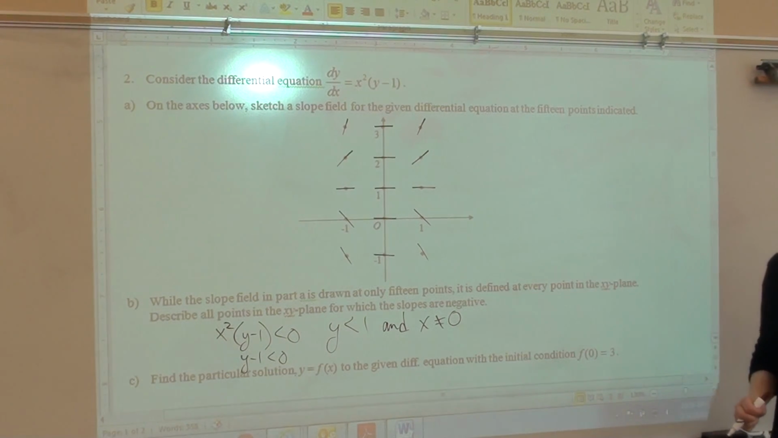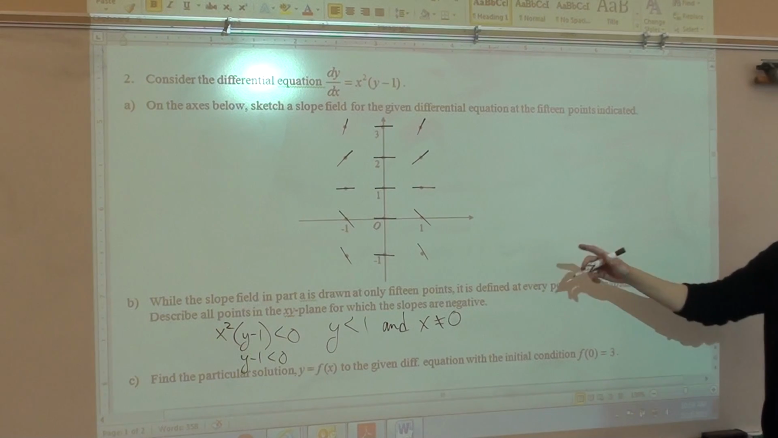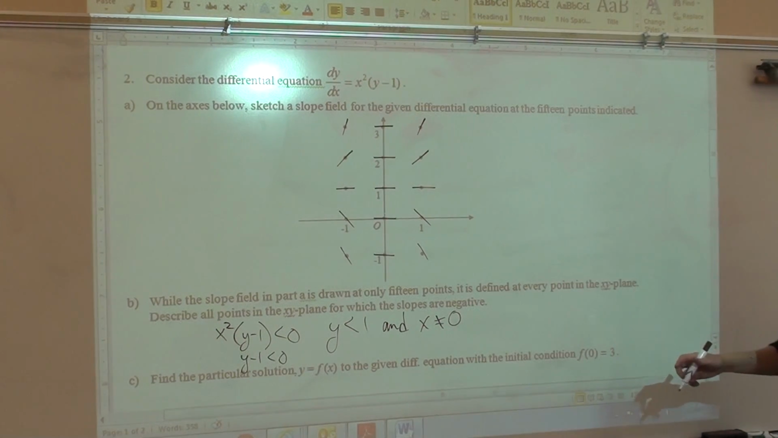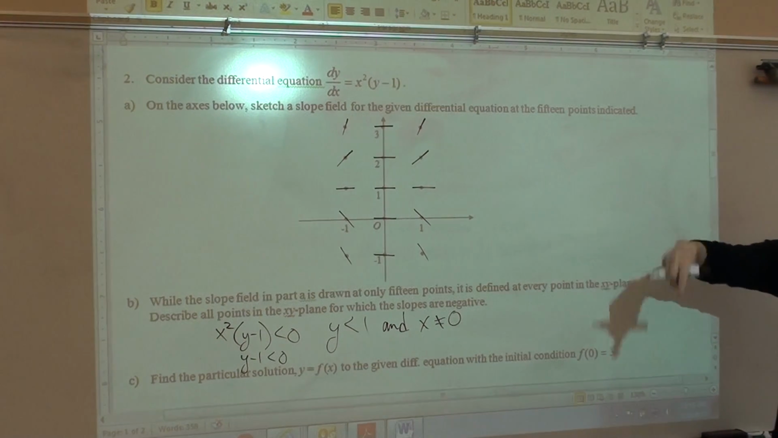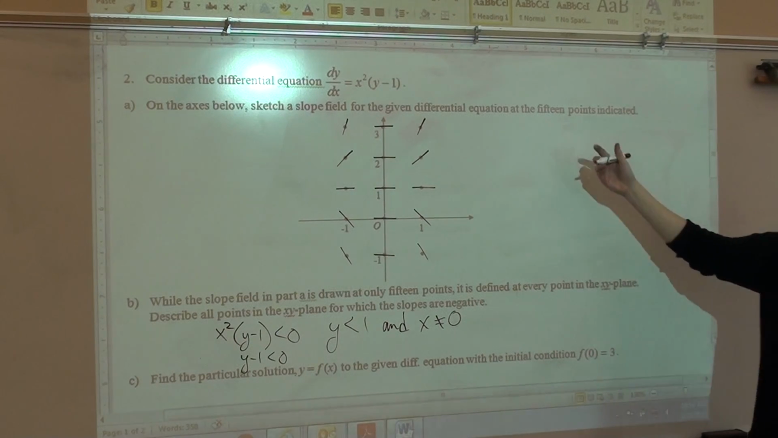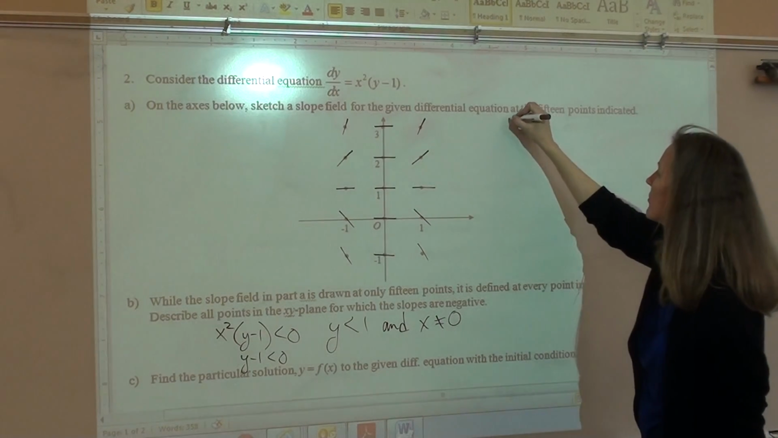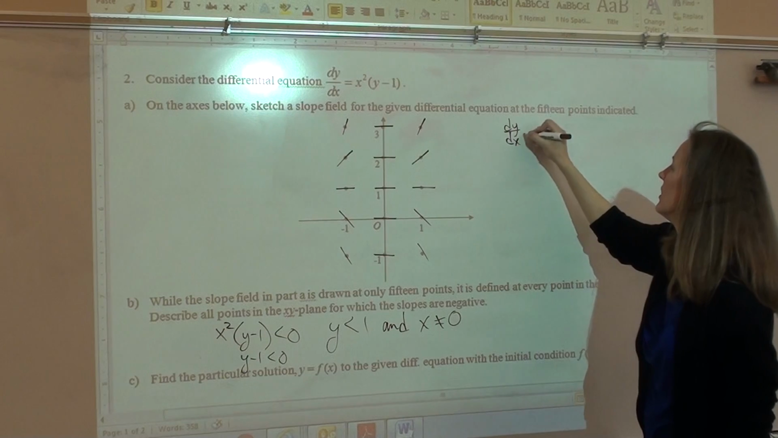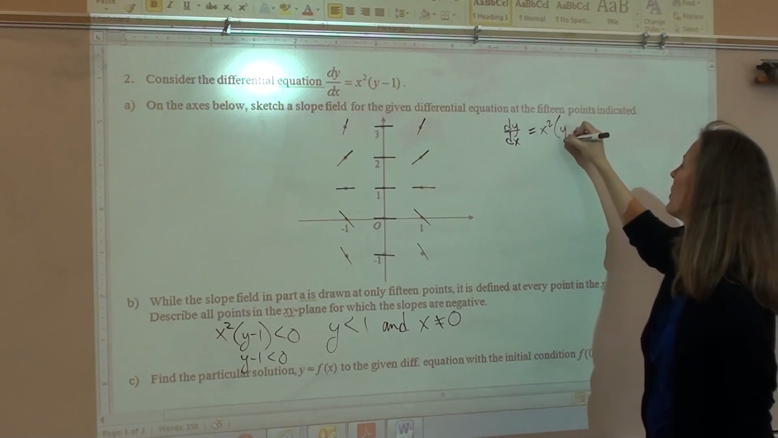No. Gotcha. All right, let's quickly solve this differential equation, but we're not gonna do part D for this. We're gonna do a different one. But I like this differential equation. So here's what we have. We have dy/dx equals x squared times (y minus 1).